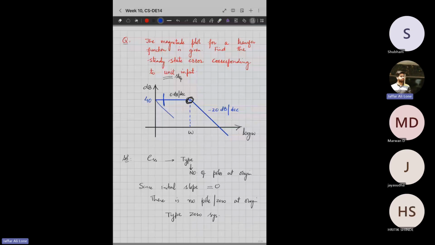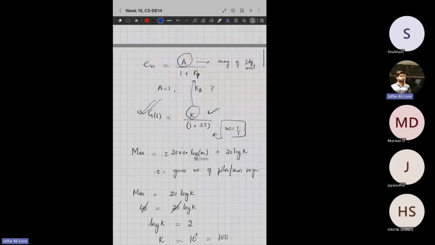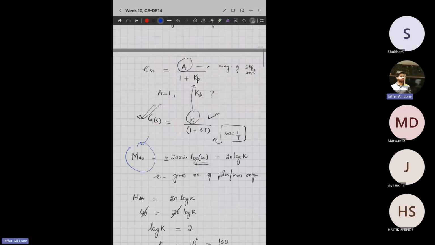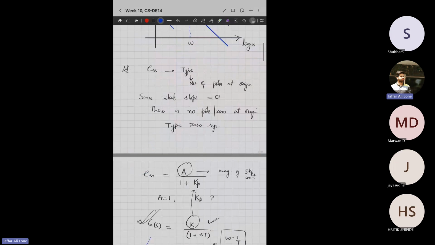If this initial slope would have been plus 20 dB per decade, then there would have been one zero at the origin. If this initial slope would have been plus 40 dB per decade, then there would have been two zeros at the origin. And accordingly, this formula will change, and accordingly I'll get the value of K, right? So that's all you have to identify.